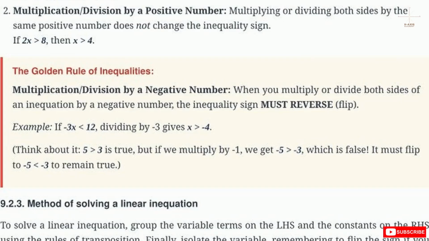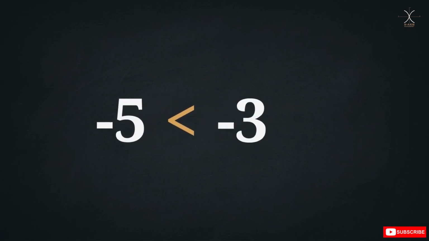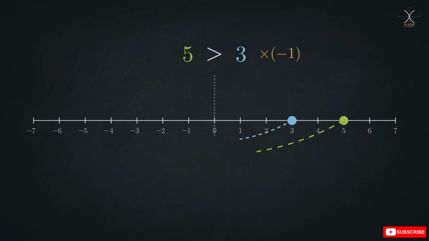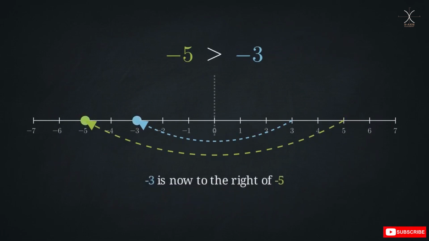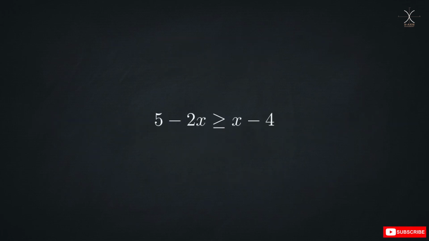Looking at this textbook excerpt, we find the mandatory fix for this error, the golden rule of inequalities. When you multiply or divide both sides by a negative number, the inequality sign must reverse. Applying that rule to our false statement, we flip the greater than sign to less than. Now, -5 is less than -3, and the math works perfectly again. Multiplying or dividing by a negative number inverts the order of values, so we have to flip the sign to keep the statement accurate.